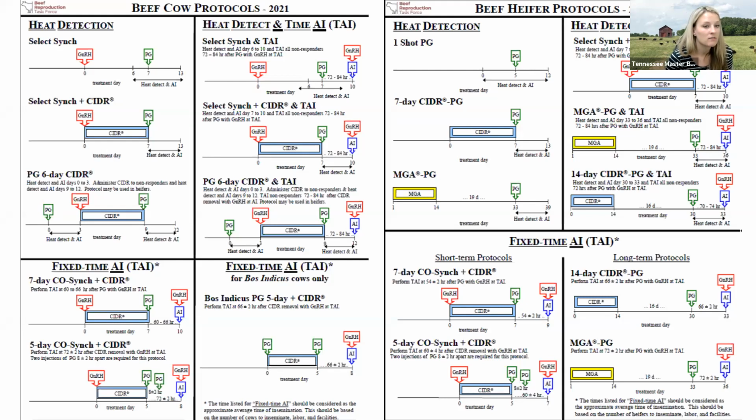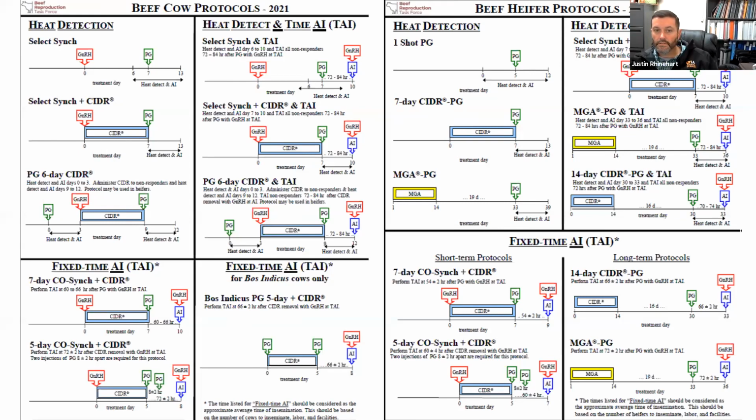Someone asked about using it for embryo transfer. And honestly, what we've seen is it really syncs these cows up quite a bit. And I think it would be good for ET as well. What do you think, Justin?